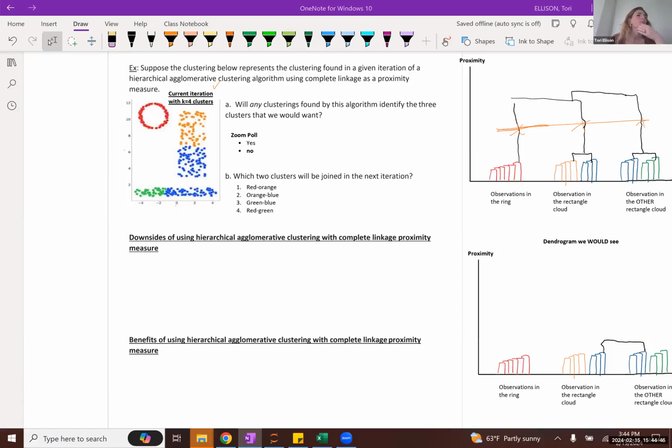Someone's asking why the blue clusters merged first, since there is a distance between them. Basically, the complete linkage distance between them was, in fact, the smallest out of all possible pairings that we could have created.